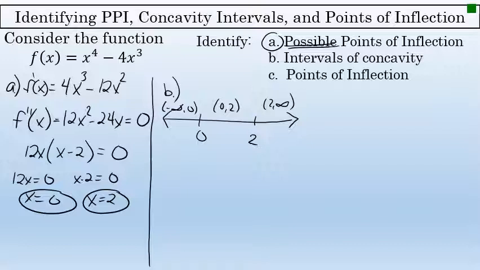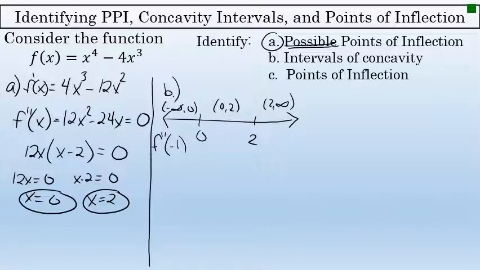To test the concavity in each of those intervals, to determine if each interval is either concave up or concave down, you're going to pick a number in each interval and put it into the second derivative. If that yields a positive number, you know that that entire interval is concave up. If it yields a negative number, you know that that entire interval is concave down. A number between negative infinity and 0, that's easy to work with, is negative 1.